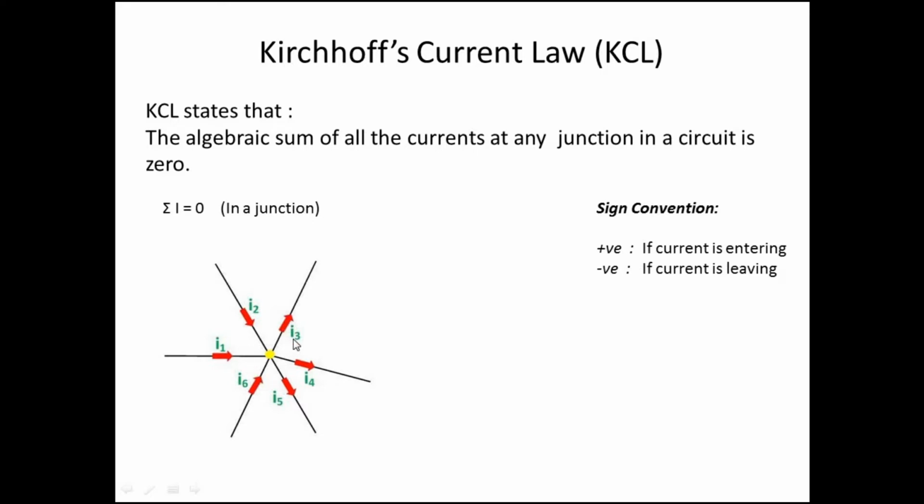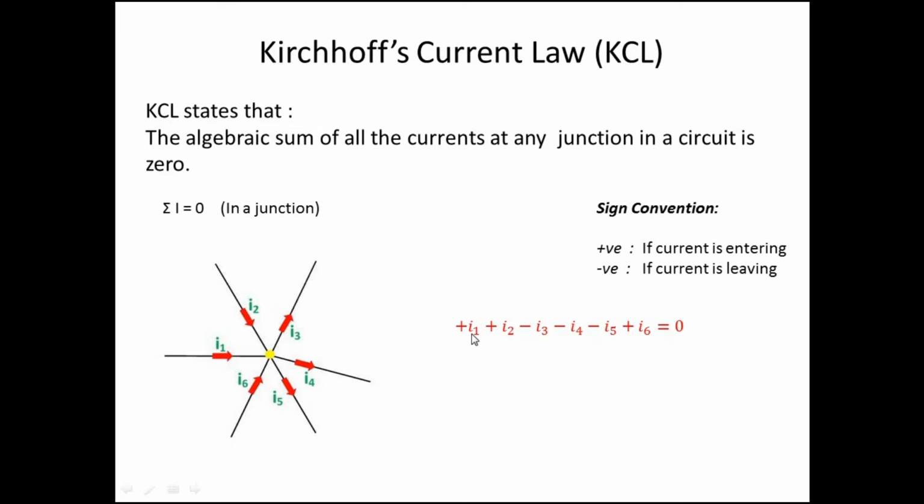So we can write the equation as: I1 is positive since it is entering the junction. I2 is positive since it is entering the junction. I3 is negative since it is leaving the junction. I4 is also negative since it is leaving the junction. I5 is negative since it is leaving the junction. I6 is positive since it is entering the junction, and the sum is 0.